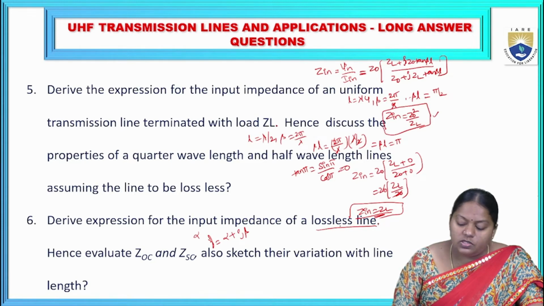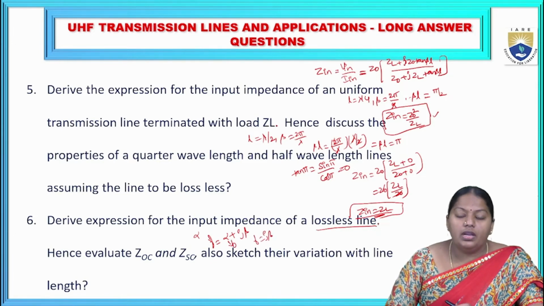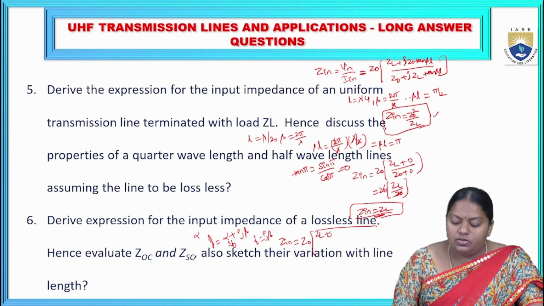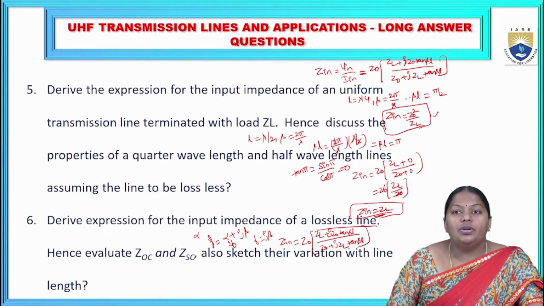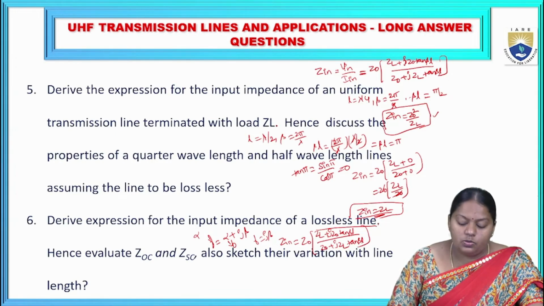Now, for a lossless line, the loss is indicated by the attenuation, which means if alpha is equal to 0, gamma becomes j beta only. This is the case. The input impedance of a transmission line can be written as Zin = Z0 (ZL + jZ0 tan βL) / (Z0 + jZL tan βL). This is the equation for the input impedance of a lossless transmission line.